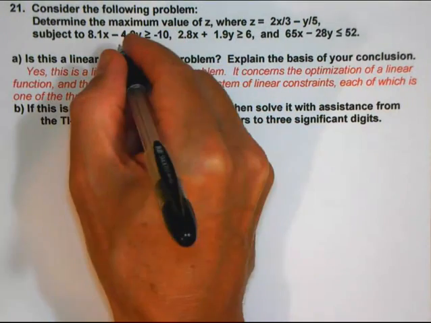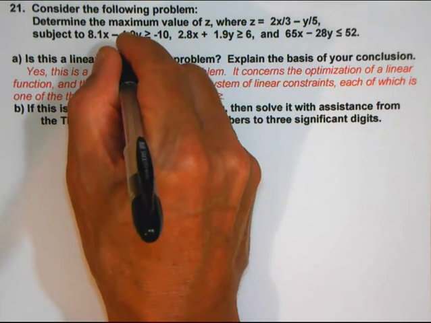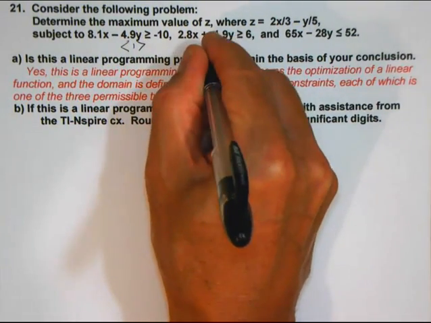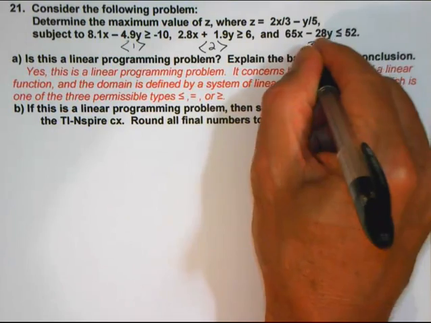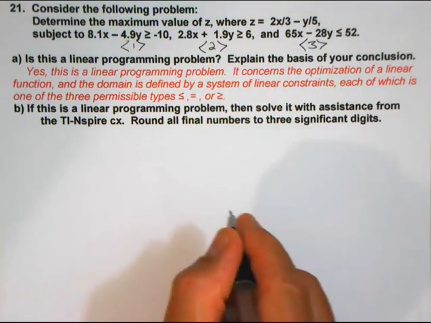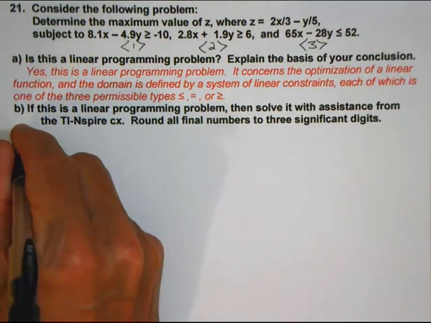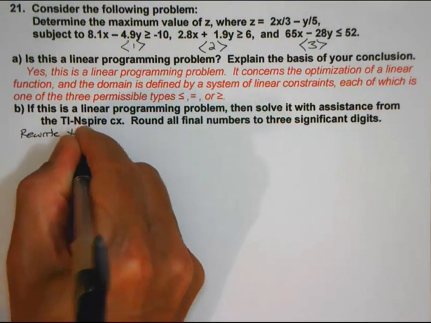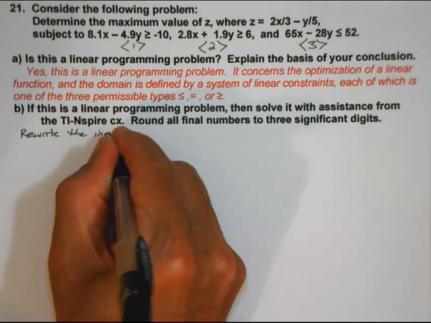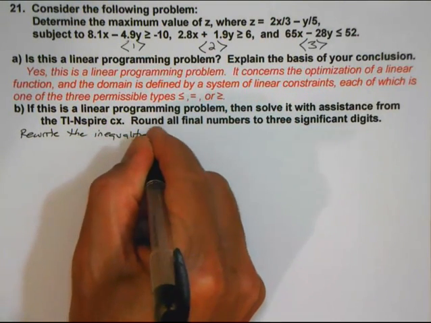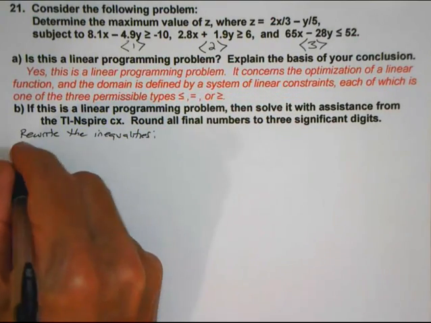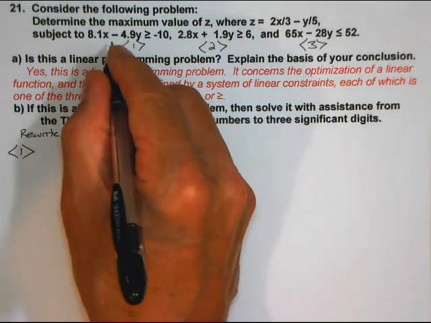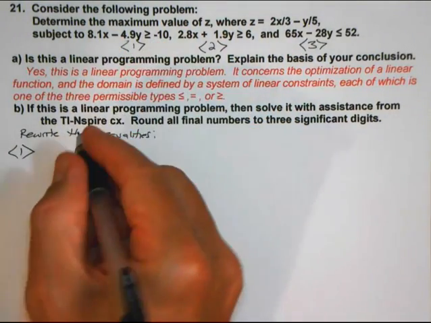To help organize ourselves, we could reference these. Let's call this inequality 1. This could be inequality 2. We call this inequality 3. Okay, and our first step here was going to be to rewrite the inequalities. Okay, inequality 1, what to do here? Let's start off by subtracting 8.1x from both sides.